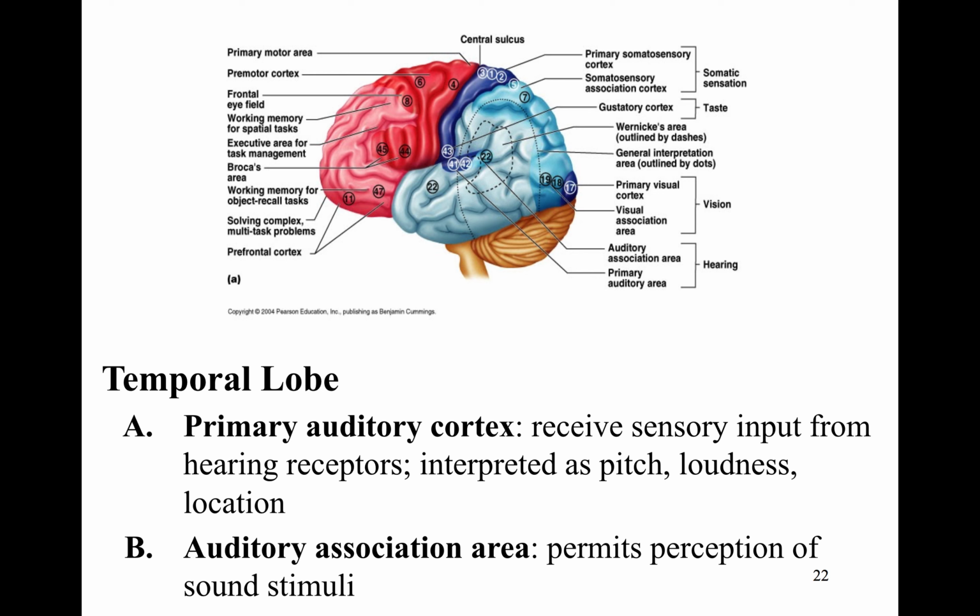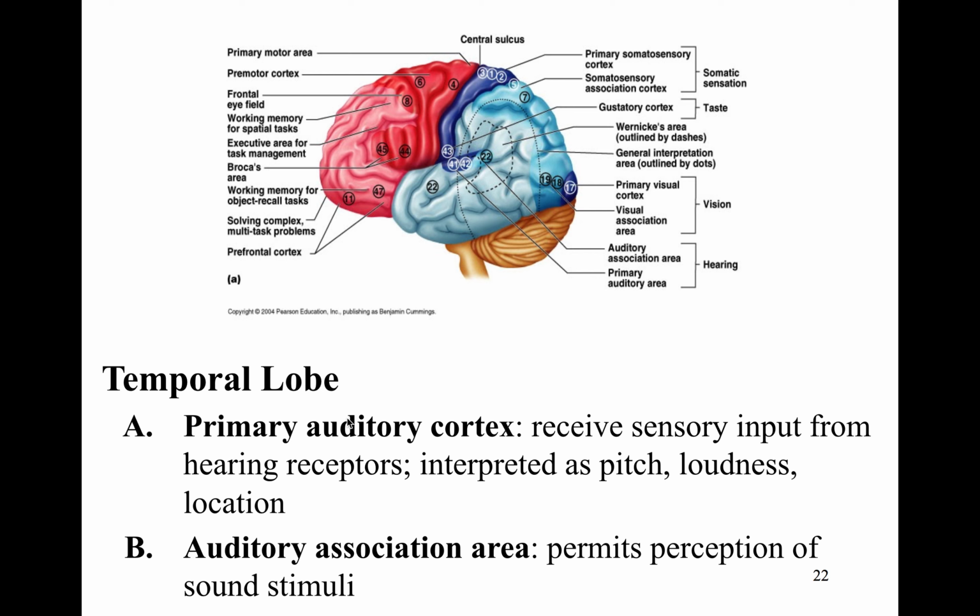The sensory areas on the temporal lobe are predominantly associated with hearing. You've got your primary auditory cortex, shown here, and then surrounding it or sitting behind it, you've got the auditory association area. These are both located on the temporal lobe and function for hearing.